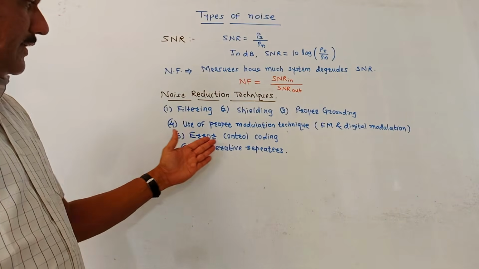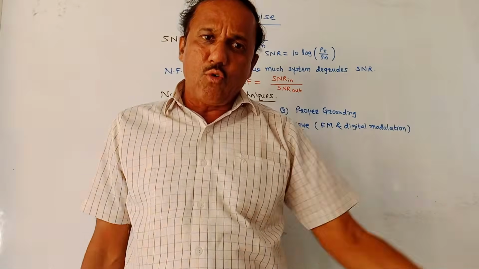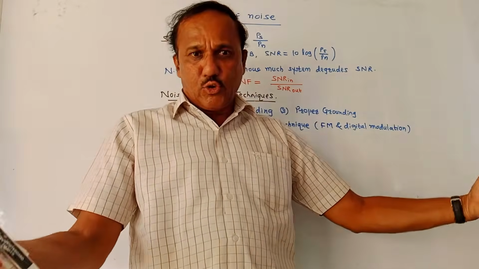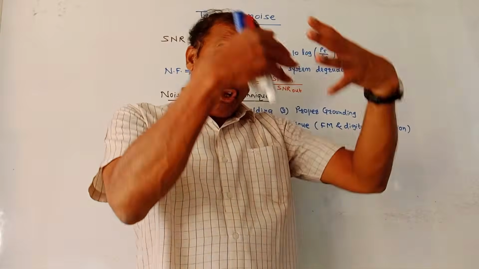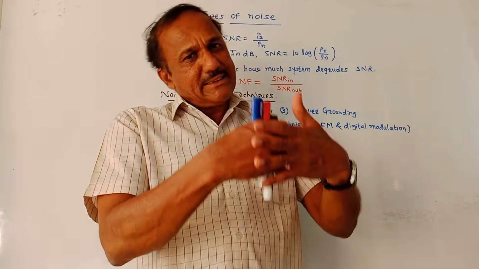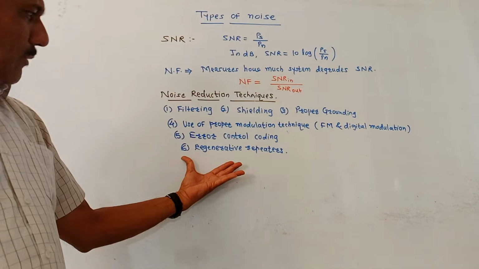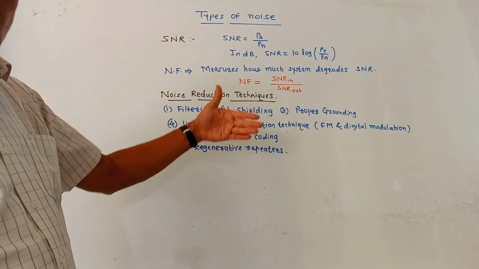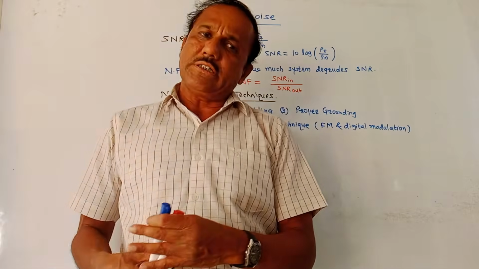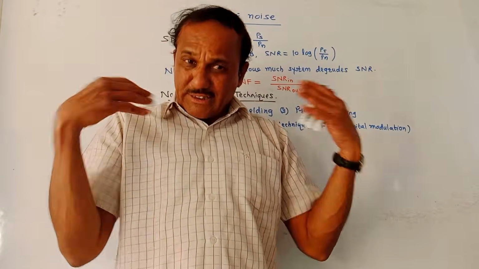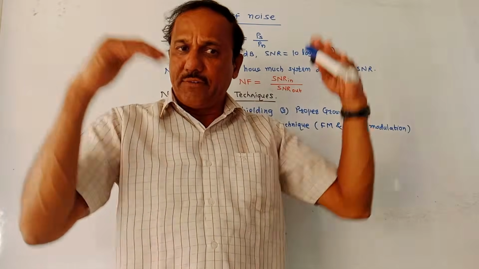And then make use of regenerative repeaters. In the last video, we discussed what regenerative repeaters are. They accept the weak, noisy signals, then amplify them, remove the noise and then retransmit them. So making use of regenerative repeaters again helps to minimize the noise. So dear students, this is about the causes of noise, effects of noise and different types of noise.